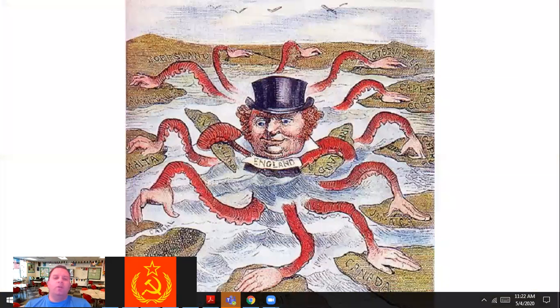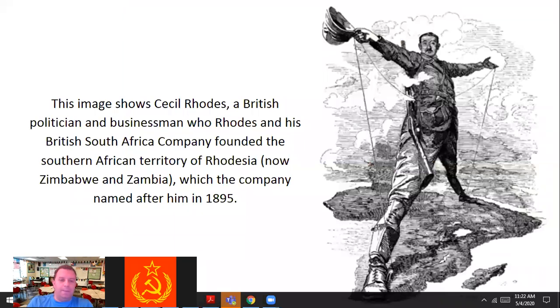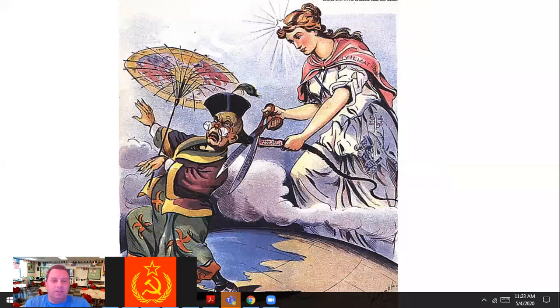Or this cartoon showing England's imperial ambitions, the idea that England is like an octopus with its hands in every different part of the world. Or good old Cecil Rhodes. Remember that he tries to build, or he does build, the telegraph line that stretches from North Africa all the way down into South Africa. So the idea was that they were connecting Africa via this new technology, the telegraph.